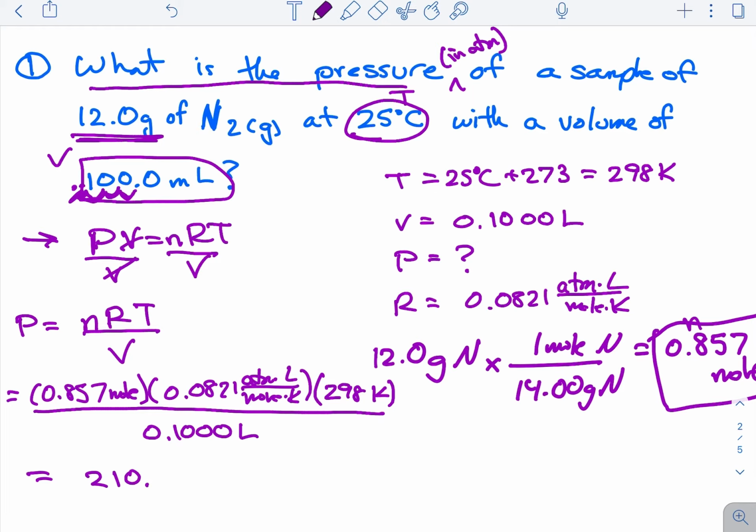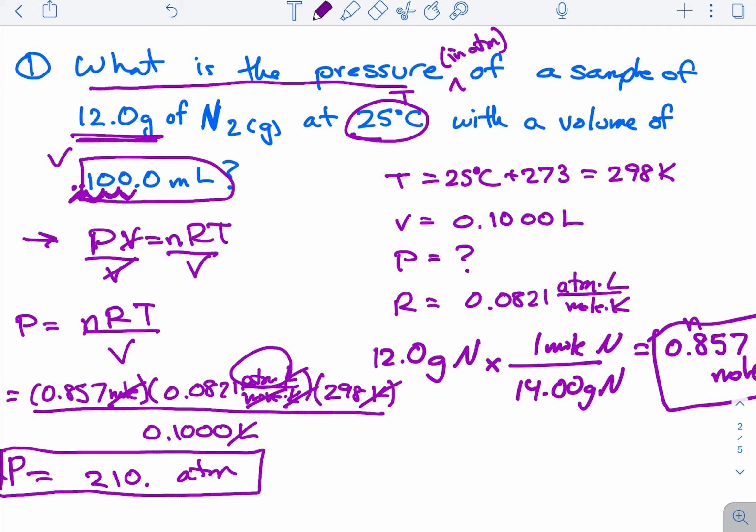Now you'll notice here that liters cancel with liters, Kelvins with Kelvin, moles with moles. The unit you're left with is atmospheres, which is what we were asked for. So our pressure comes out to be 210 atmospheres, which is quite high. But you have a lot of nitrogen in a very small volume, so that kind of works out. This is like surface of Venus type pressures. It's not something we encounter a lot on Earth, or in our normal everyday life.